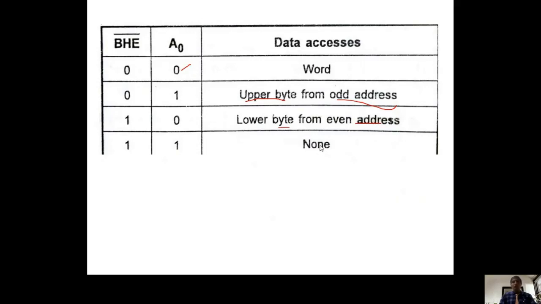So in data accessing also, whether the processor accesses the complete 16-bit data, or only the upper byte from the odd address, or the lower byte from the even address, that is decided by the BHE bar and A0 signals. These two are also important. This table is also important.